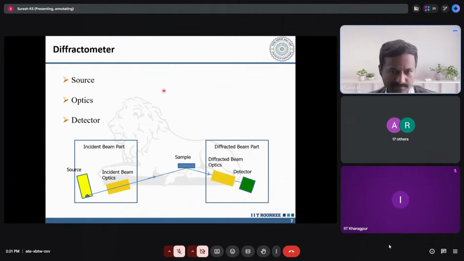preferred orientations. So in an X-ray diffractometer, we have an X-ray source which gives us a monochromatic or near monochromatic coherent X-ray beam, and then these X-rays coming out of the source are made to fall on the sample at a particular angle using a set of optics, and then the X-rays scattered from the sample are collected by the detector, and before they are collected they also go through a set of diffracted beam optics.